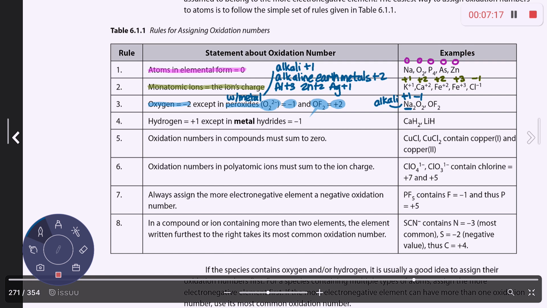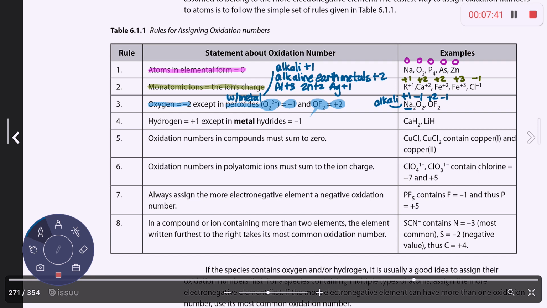So if I've got two Nas at a +1, I'd have to have two oxygens at a -1. That would be a +2 and a -2, that would be 0. So this is peroxide. OF2 is your exception. You would put a +2 on the oxygen. And then if you were trying to figure out what F would be, it would have to be a -1 because you have two of them already. So a +2 and a -2 would add up to 0.